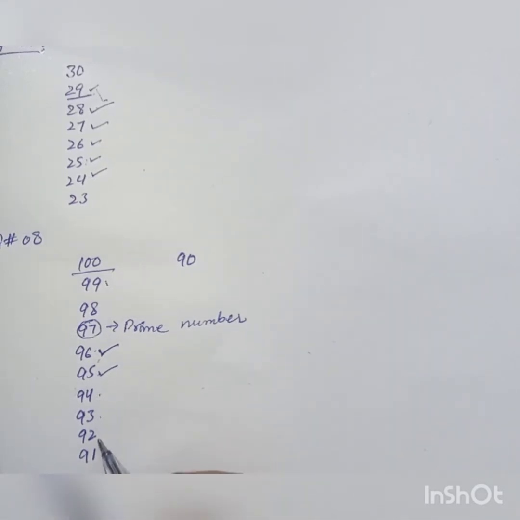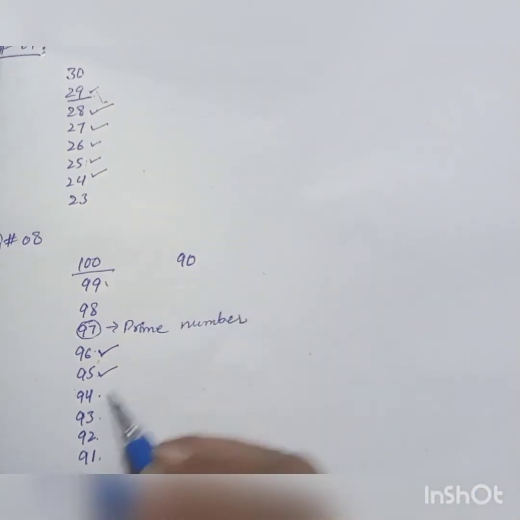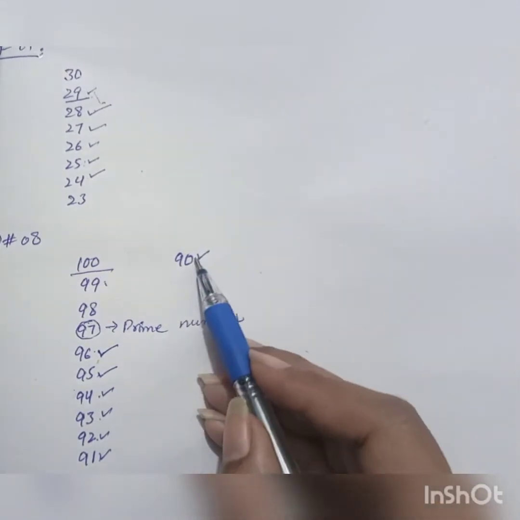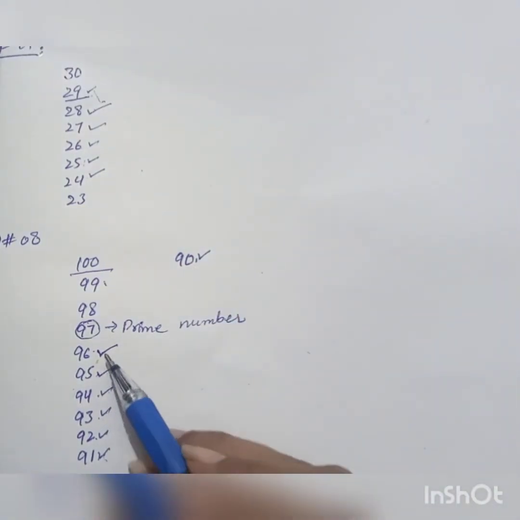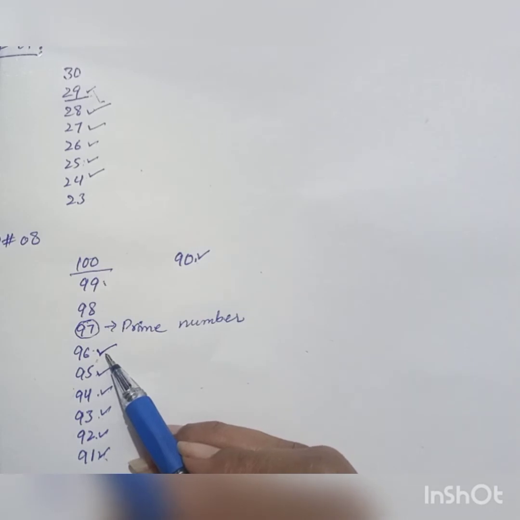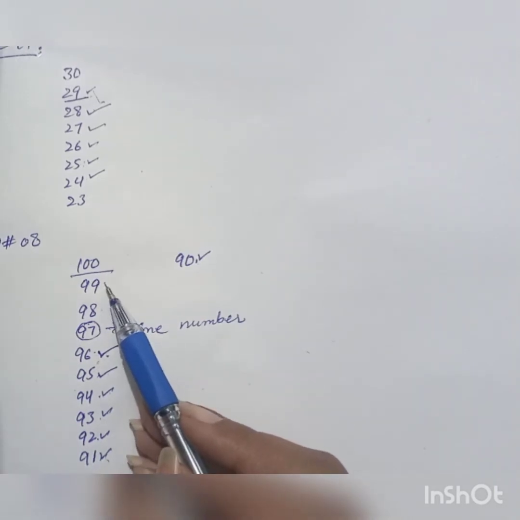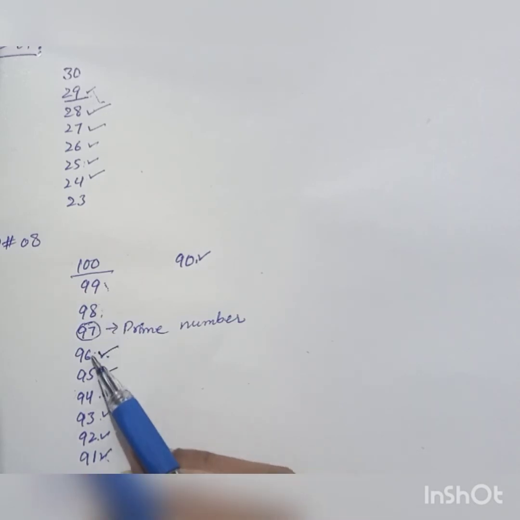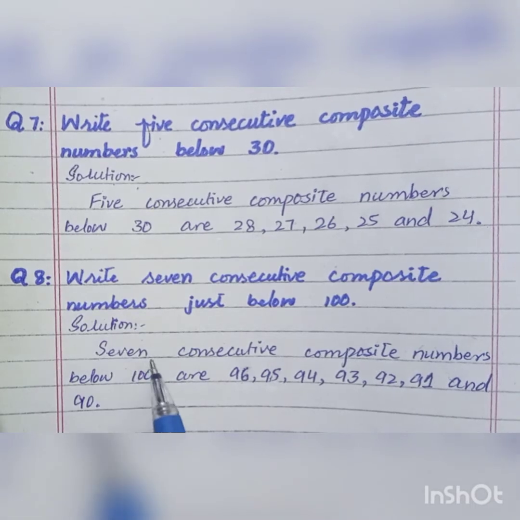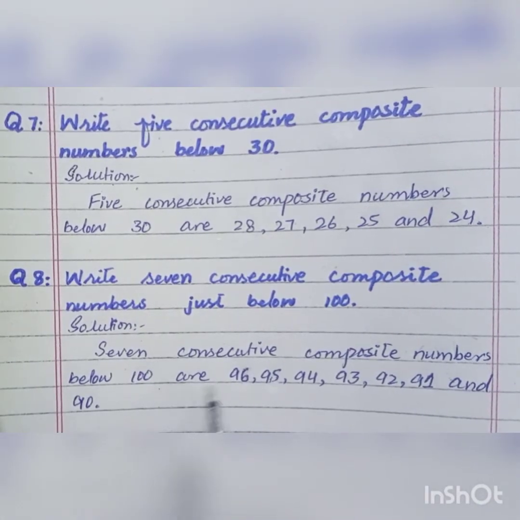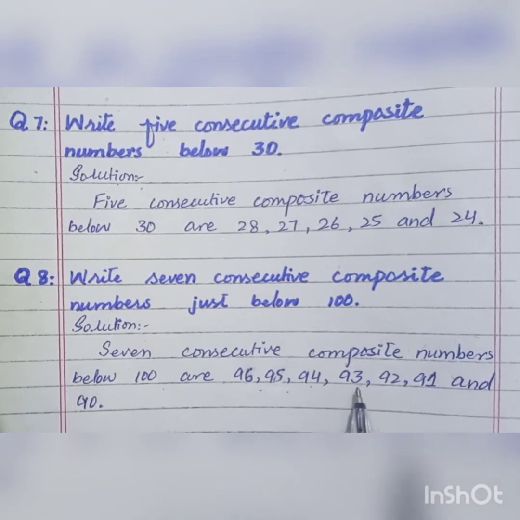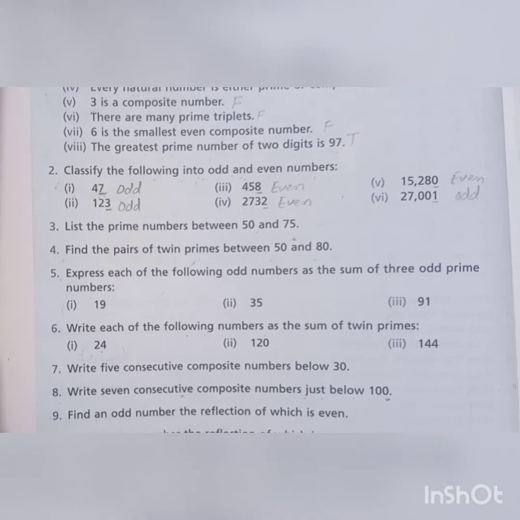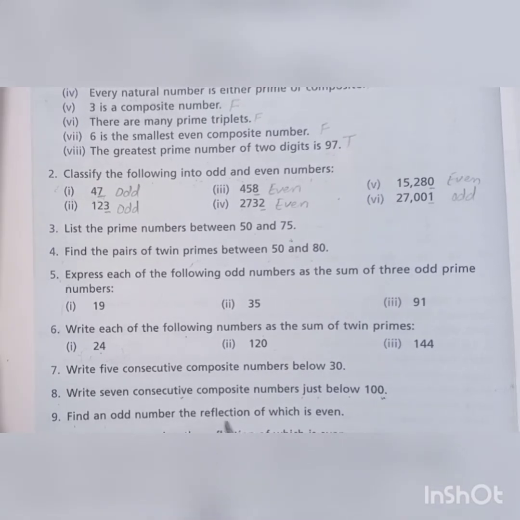Similarly 94, 93, 92, 91 and 90, these are also composite numbers and we can count these numbers 1, 2, 3, 4, 5, 6 and 7 as we have to write just 7 composite numbers. I am not writing 99 and 98 as 97 is a prime number and it will not make a sequence. Here is the solution, that is 7 consecutive composite numbers below 100 are 96, 95, 94, 93, 92, 91 and 90.